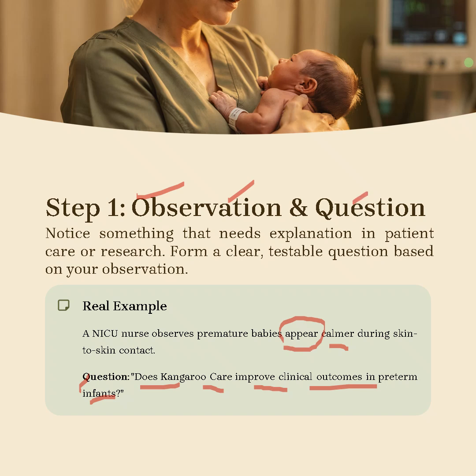So observation and question is to notice something that needs explanation in patient care or research. So this will be forming a clear, testable question based on your observation. So as a researcher, always we have to see that our question is very clear and able to be tested based on our observation. Here, when we are providing the kangaroo care, is it increasing the clinical outcome? Fine. Coming to the next.